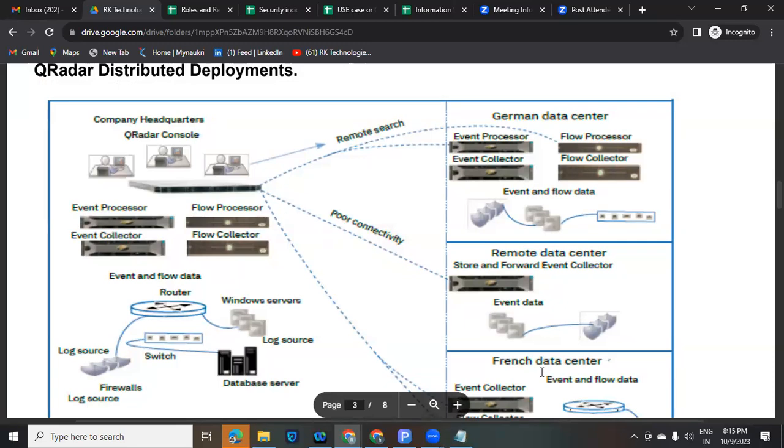Whenever we want to collect the logs and also flow data, there are two parameters we have to consider to decide whether we want to use a collector and processor, or else directly send the logs. What are those two parameters, guys? Anyone? I'm repeating the question one second. If we want to use an event processor or flow processor, event collector and flow collector, or else directly send the logs to our headquarters, what are those two parameters we have to consider? Based on which parameter?